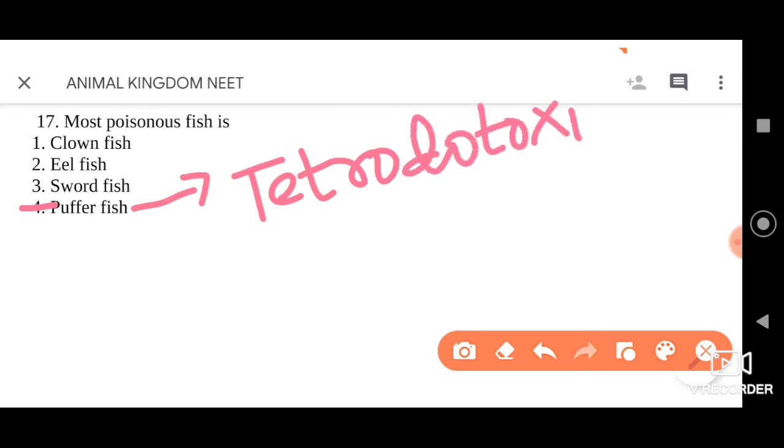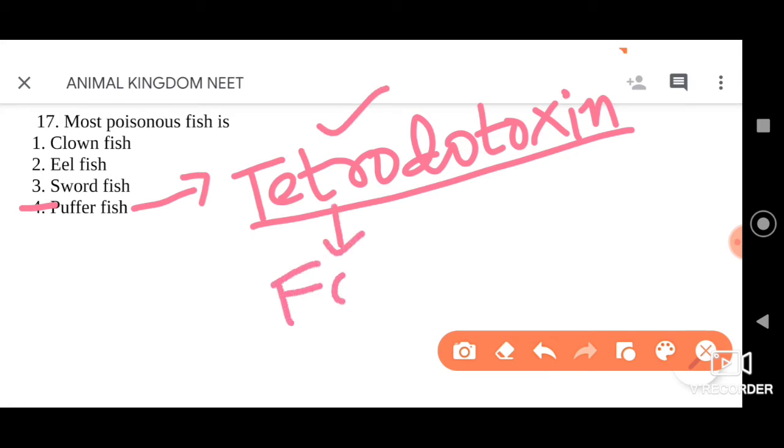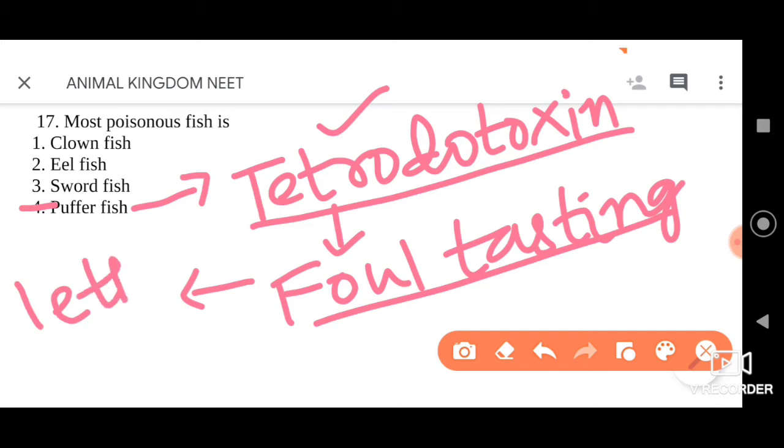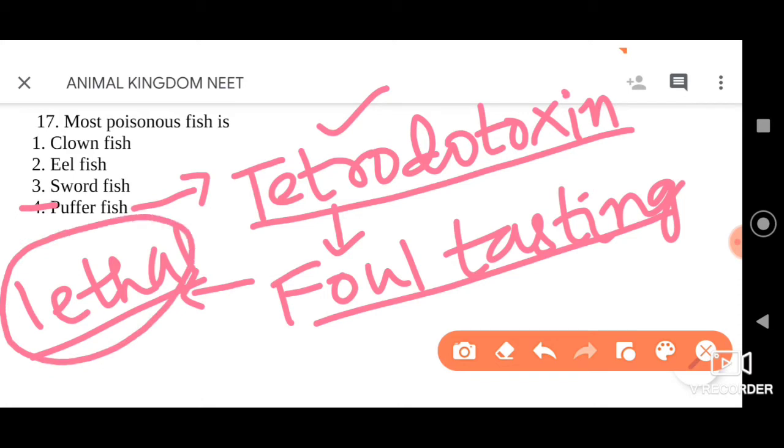This is the most poisonous fish because it has tetrodotoxin in it. Almost all puffer fish will have tetrodotoxin. This tetrodotoxin makes them foul tasting. Because of this foul taste, often they can be lethal to other fishes. If the fishes attack and try to eat the puffer fish, it can definitely lead to the death of that particular fish. So that's where I am using the word lethal. Very lethal it can be.